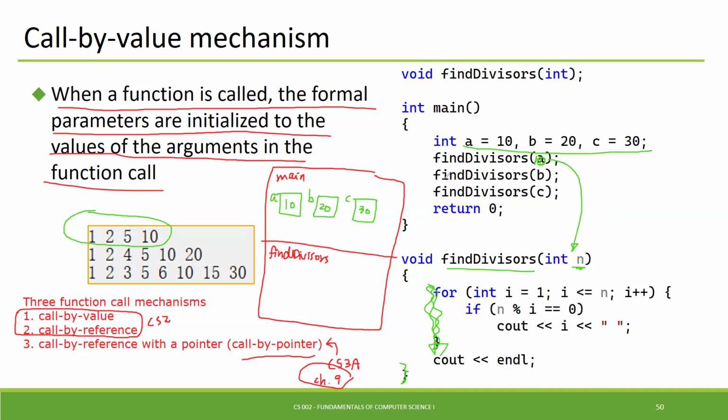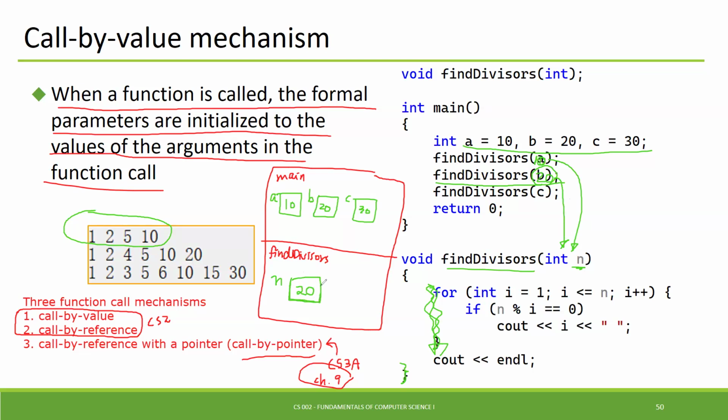So the second function call will be executed. This time B is 20, right? This time 20 will be passed to N. At this moment, N is created and receives the value 20, right?